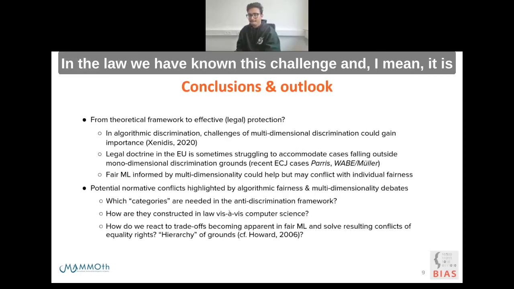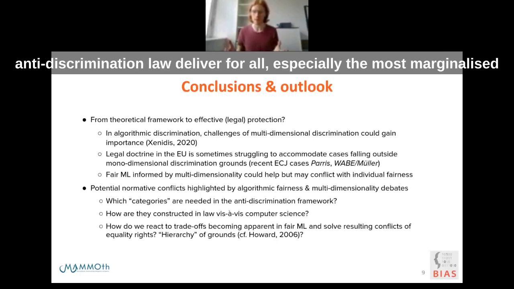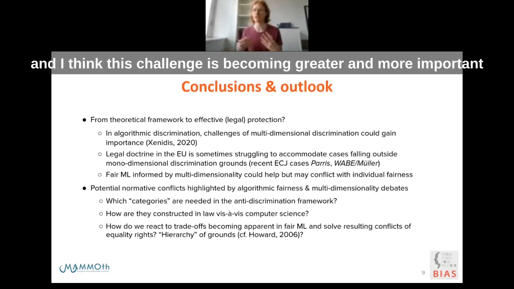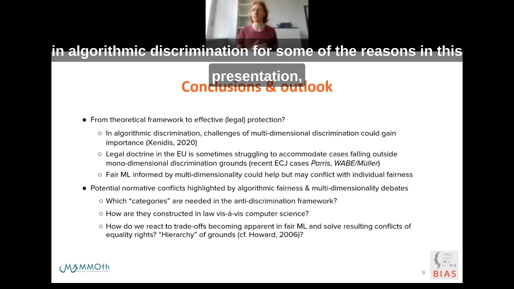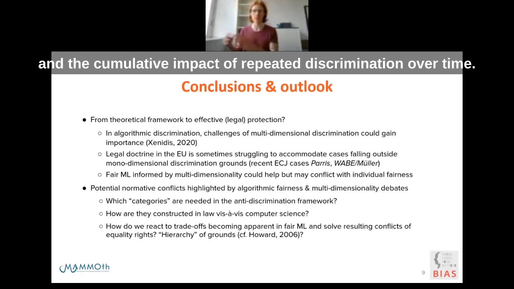So in the law, we have known this challenge, and it is a challenge to apply this multidimensionality to make anti-discrimination law deliver for all, especially the most marginalized. And I think this challenge is becoming greater and more important in algorithmic discrimination for some of the reasons in this presentation. And we are still struggling to accommodate, especially intersectional cases, and also the cumulative impact of repeated discrimination over time.